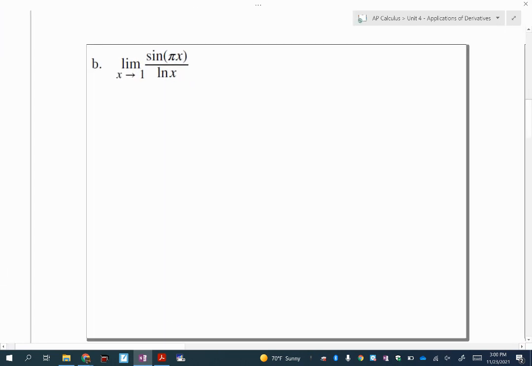The limit as x approaches 1 of the sine of pi x over the natural log of x. So I'm going to plug in 1. So the sine of pi times 1 over the natural log of 1. So the sine of pi, if I look at my quadrantals, that's negative 1 comma 0. So the sine of pi is 0. And then the natural log of 1, just like the logarithm of whatever base of 1, is always 0. So again, that's the indeterminate form 0 over 0. So it allows us to use L'Hopital's rule.